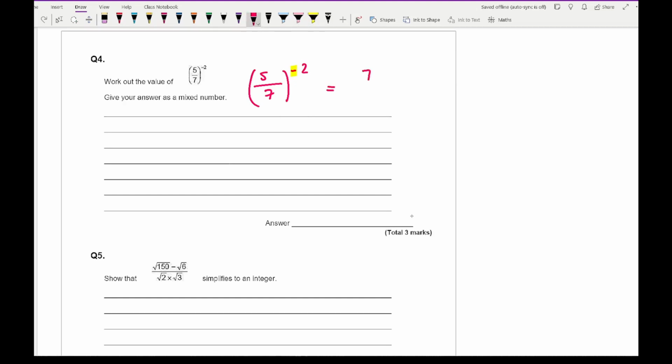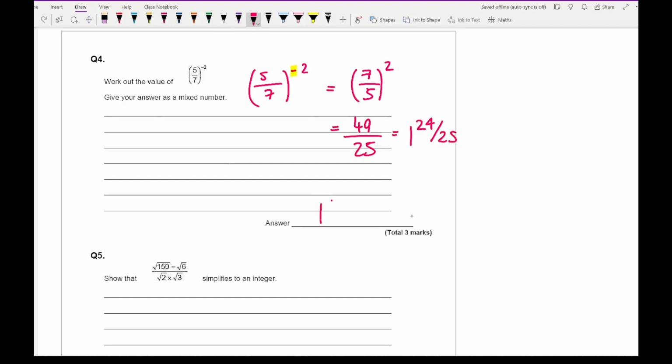So that then becomes 7 over 5. And I've then got to square that. So 7 squared is 49, 5 squared is 25. I then want to convert this as a mixed number. So how many 25s go into 49? That's going to be 1, and the remainder is going to be 24 25.